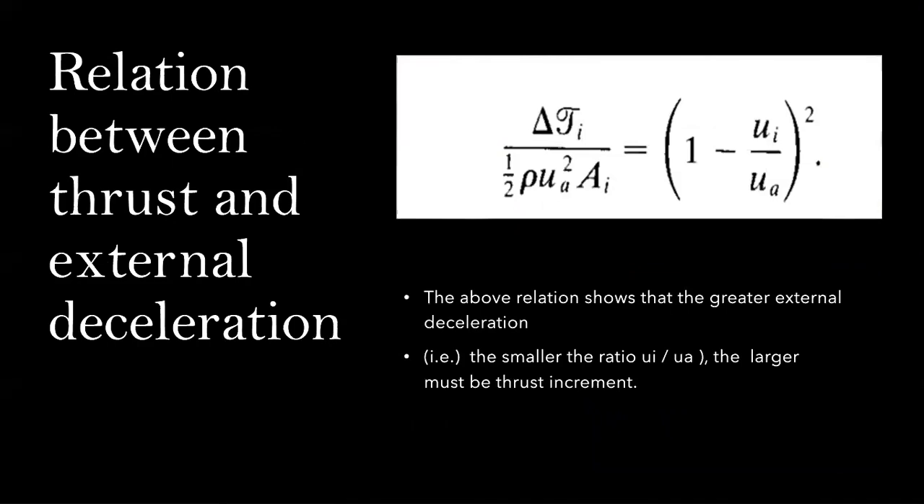So the relationship between the thrust and the external deceleration is given in this format. That is, delta tau I by half rho ua squared Ai is equal to 1 minus ui by ua, whole squared. So this is the relation between the external deceleration and the thrust. We can say that as ui by ua decreases, becoming smaller, the larger will be the thrust. So thrust will be greater if ui by ua is small.